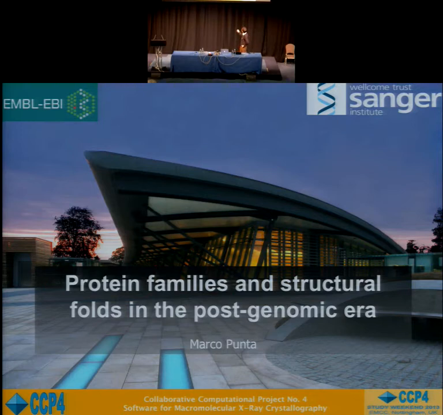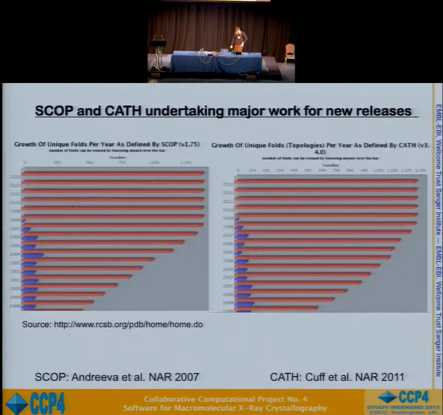In fact, I won't talk at all about structural folds. I will talk about protein families for two reasons. One is I work on protein families. And the other reason is that both CATH and SCOP, which are the two major classification databases for protein structure, are in the middle of two major new releases. So SCOP hasn't been released since 2009. A new version, very exciting version, is now essentially ready, but it won't be released until later in the year. And CATH had the release last year, but they're still missing a lot of structures of recent years.